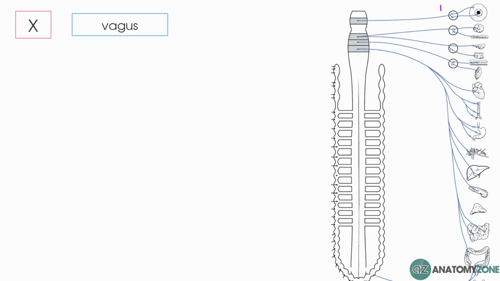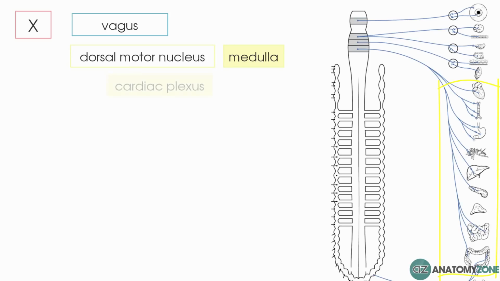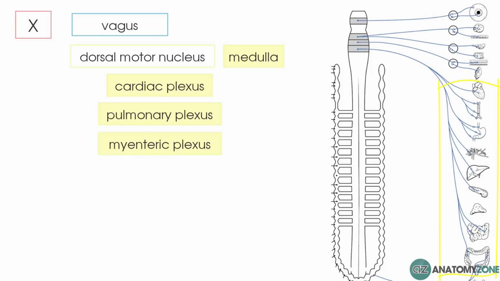This is different because it doesn't have this peripheral ganglion in the head. So it originates in the dorsal motor nucleus of the vagus in the medulla, and it's got this wide distribution to the thoracic and abdominal viscera. So the vagus nerve is distributed in various plexuses. So you've got cardiac and pulmonary plexuses, and you've also got the myenteric plexuses found in the gut wall. So the myenteric plexuses include Meissner's plexus and Auerbach's plexus.